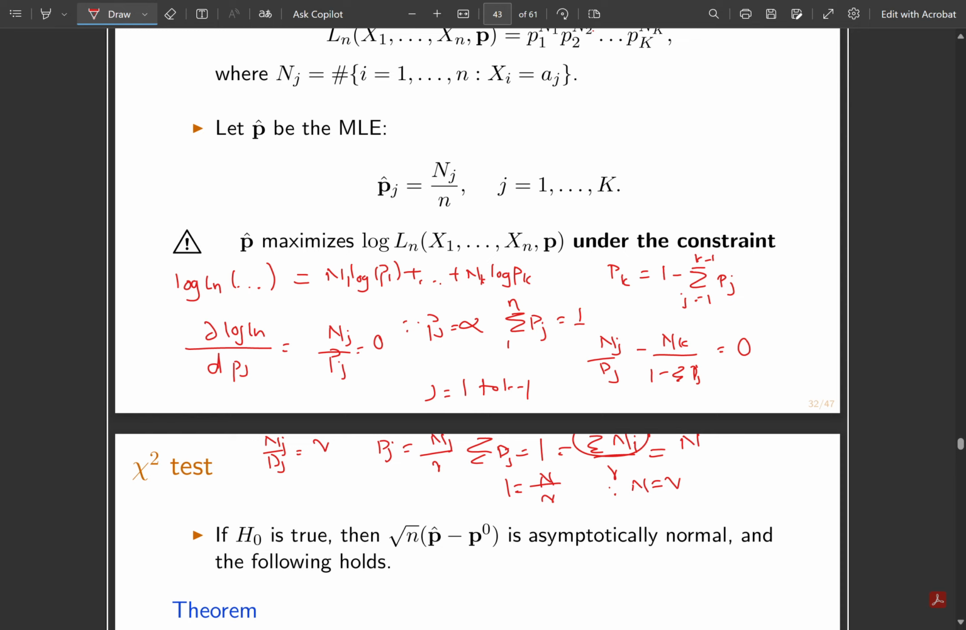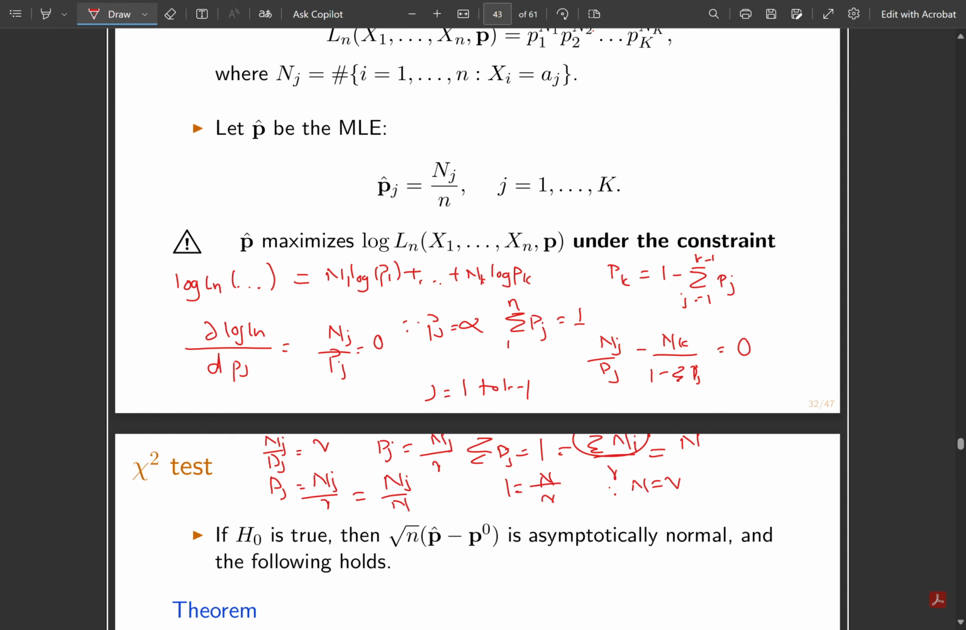Now we also know that pj is nj divided by gamma. Now we know that gamma is n. Therefore, pj equals nj divided by n. That's how we get this pj equals nj over n equation. And once we have this, we have completed our derivation process.